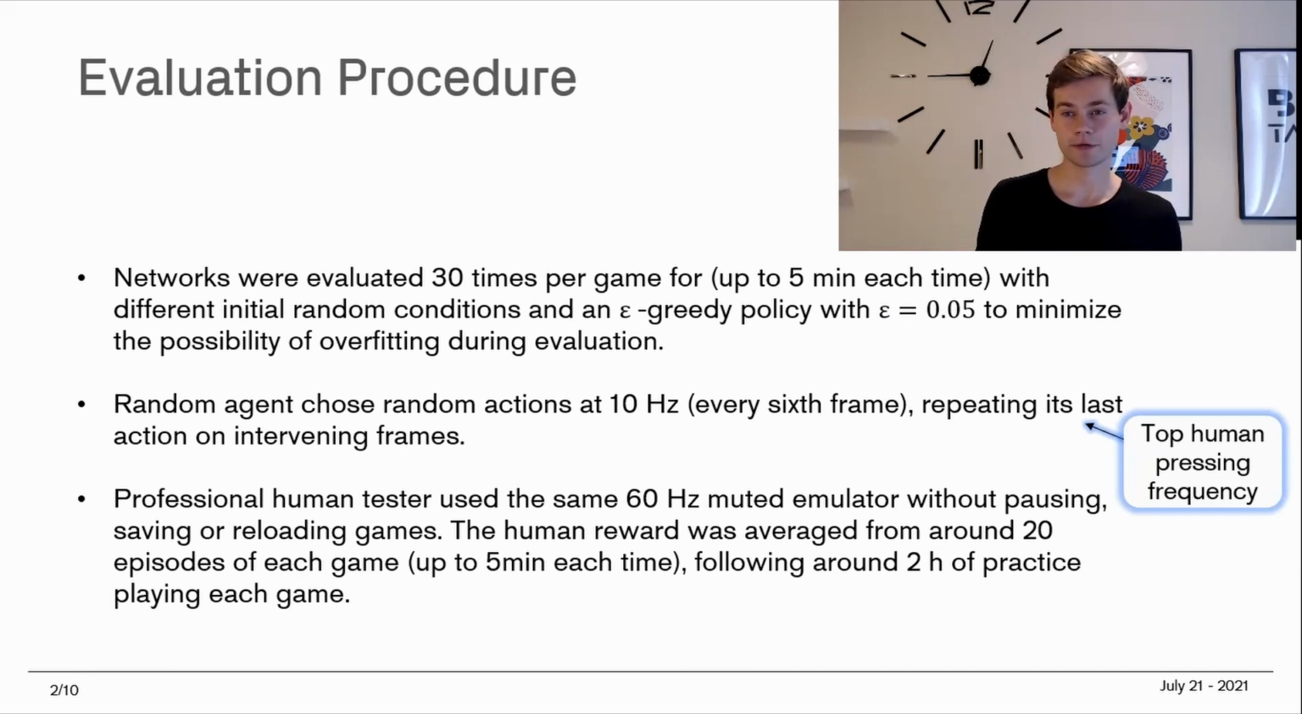And then, as the final benchmark, a human professional tester played the games, and used the same 60 hertz muted emulator as the agent did. So the agent doesn't have information about sound when it evaluates this. It was muted for the professional tester so that there wouldn't be a bias, or that the human tester wouldn't have any more information than the algorithm did.